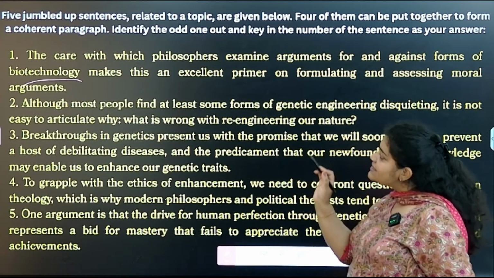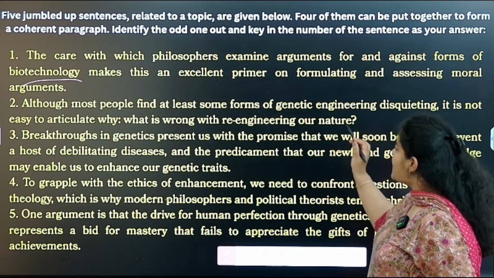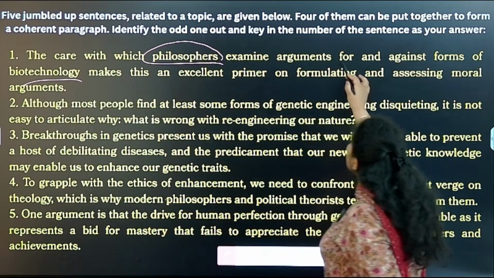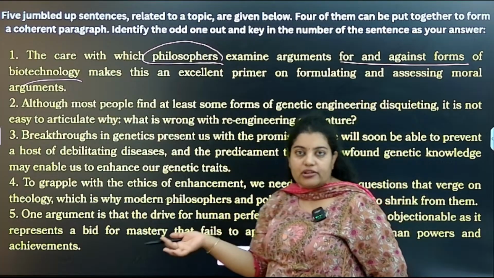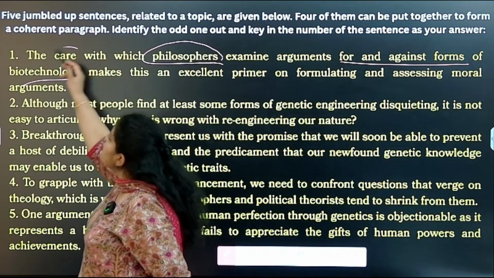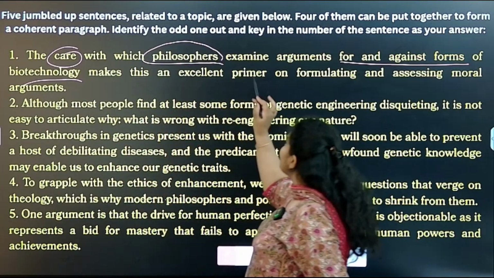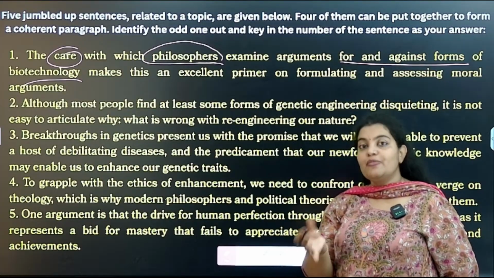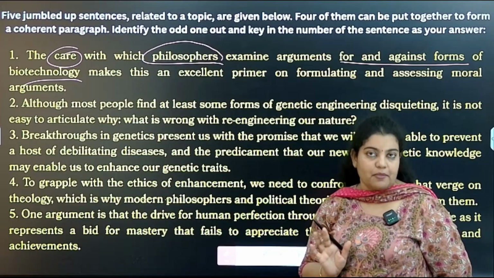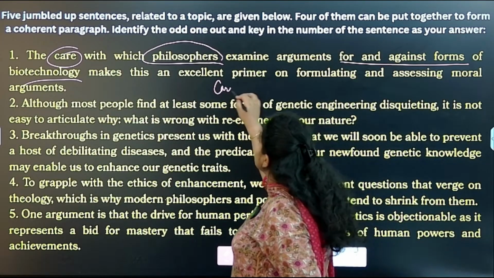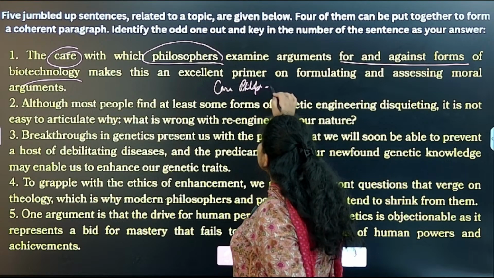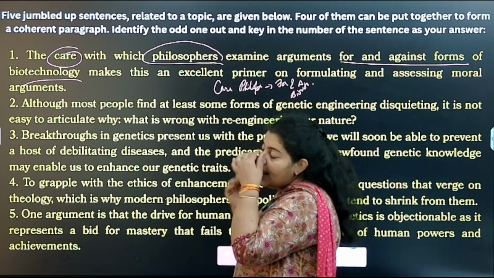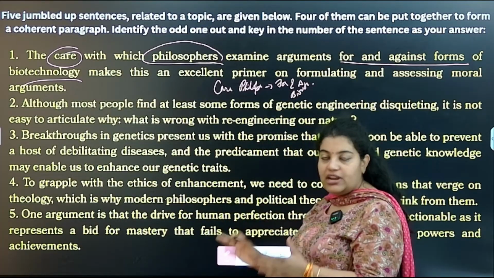So what is the first sentence saying? That the care with which philosophers examine arguments. So philosophers, they are examining the arguments, and they are examining the argument for and against biotechnology, okay? And they are being given a lot of care about it, right? So this makes this an excellent primer on formulating and assessing moral arguments. That to assess moral arguments, this is going to act as a good primer, right? So this is about care and philosophers when they are basically examining arguments for and against biotechnology, something like this, right? Let's see the other sentences, and in case if we can create some blocks.